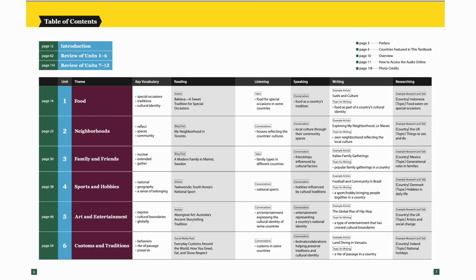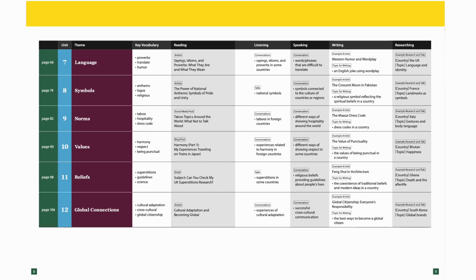Connecting Cultures is a topic-based English course for A2 to B1 learners. Each of its 12 units explores a theme that helps students think about how culture shapes daily life. For example, there are themes about food, neighborhoods, family, hobbies, art, and much more. The goal is simple yet powerful: to start with the learner's own culture and experiences as a springboard to learning about the world and learning about broader cultural ideas.